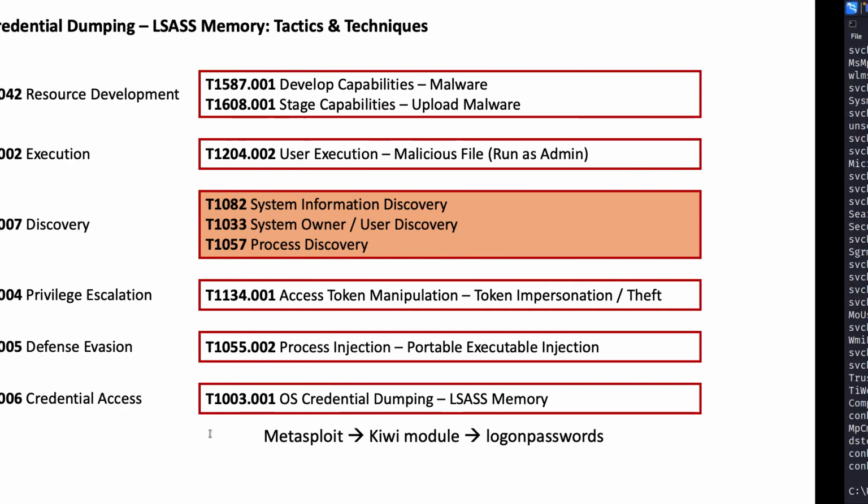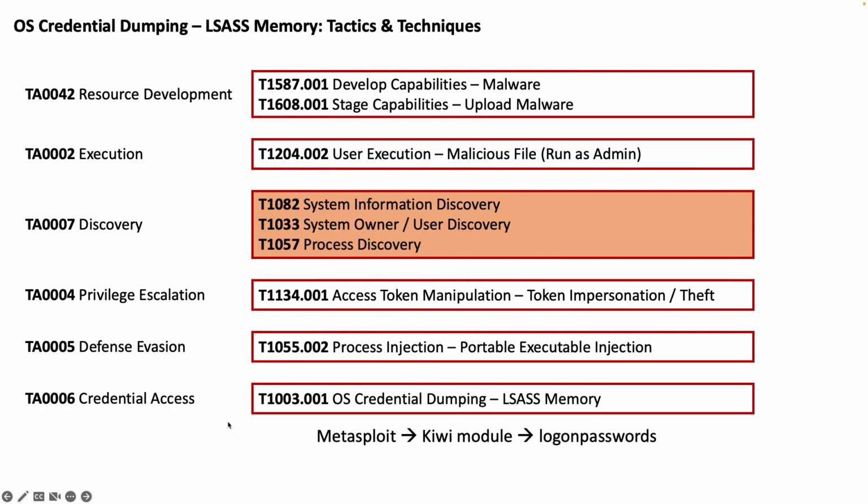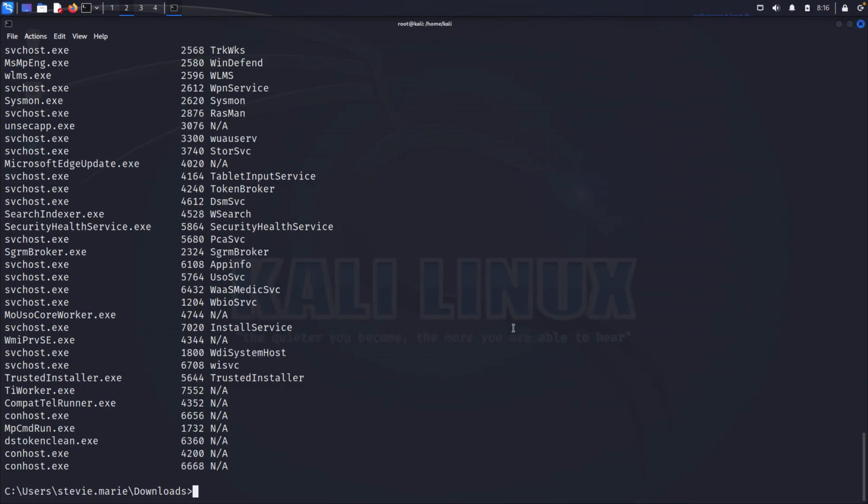Perfect. So we have completed the discovery phase of our plan. Since we are using the logon passwords Mimikatz function, as I mentioned before, we need to run commands under the system account. Therefore, we will need to elevate our privileges from admin to system. Okay, that's the next step for our plan. So we will use the access token duplication function within the getsystem module to elevate our privileges.